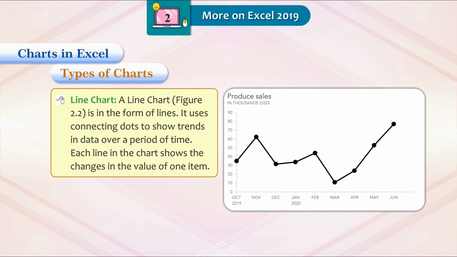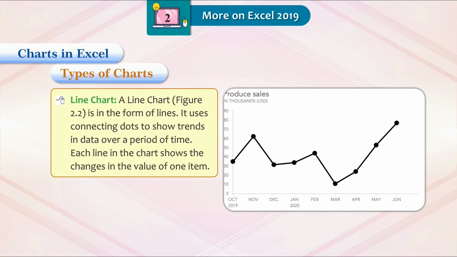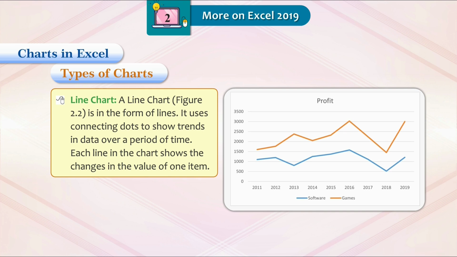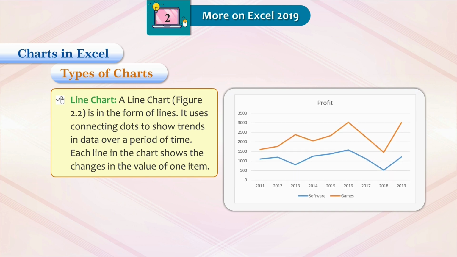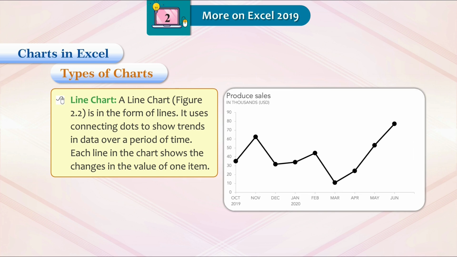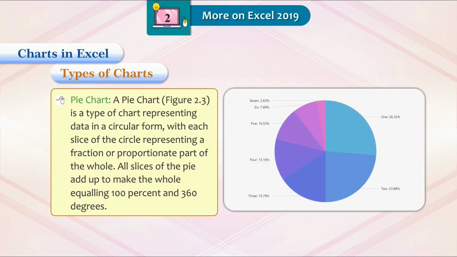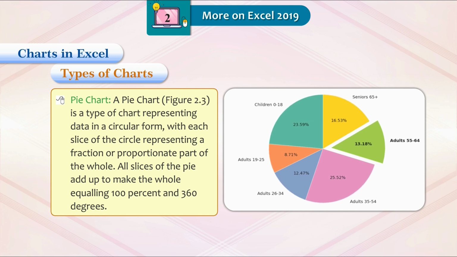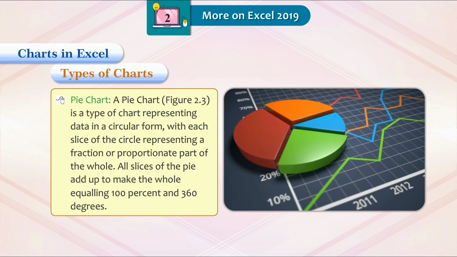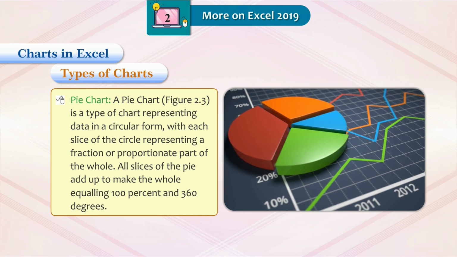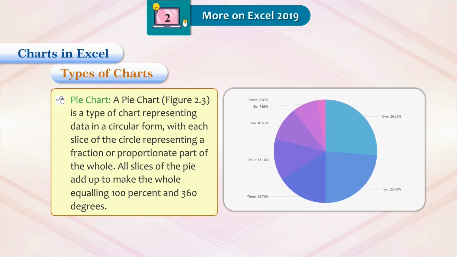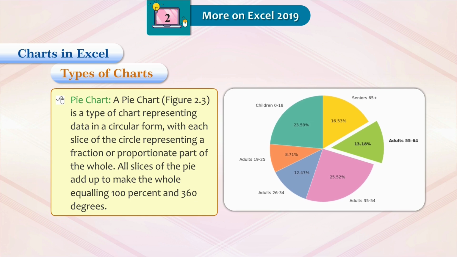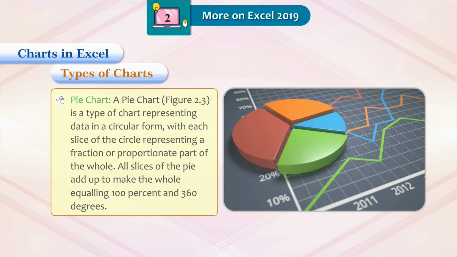Line chart. A line chart, referred to figure 2.2, is in the form of lines. It uses connecting dots to show trends in data over a period of time. Each line in the chart shows the changes in the value of one item. Pie chart. A pie chart, referred to figure 2.3, is a type of chart representing data in a circular form, with each slice of the circle representing a fraction or proportionate part of the whole. All slices of the pie add up to make the whole equaling 100% and 360 degrees.